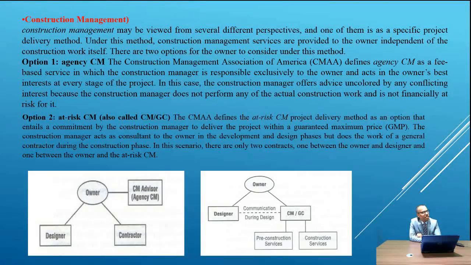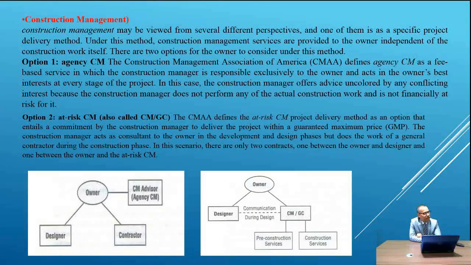Construction management may be viewed from several different specific project delivery methods. Under this method, construction management services are provided to the owner independent of the construction work itself. There are 2 options for the owner to consider under this method. Option 1, agency construction management. The Construction Management Association of America, CMAA, defines agency CM as a fee-based service in which the construction manager is responsible to the owner and acts in the owner's best interest at every stage of the project.